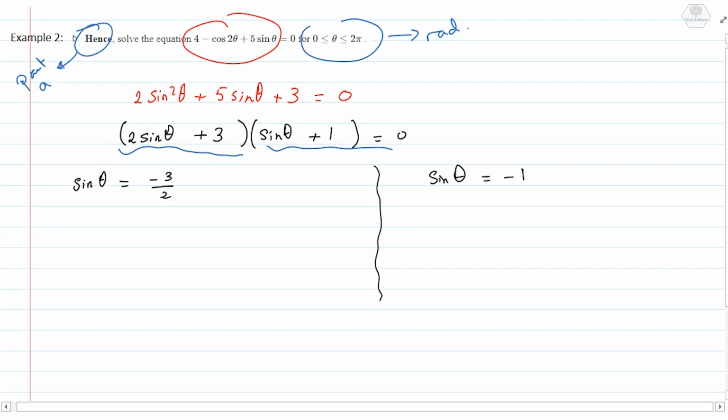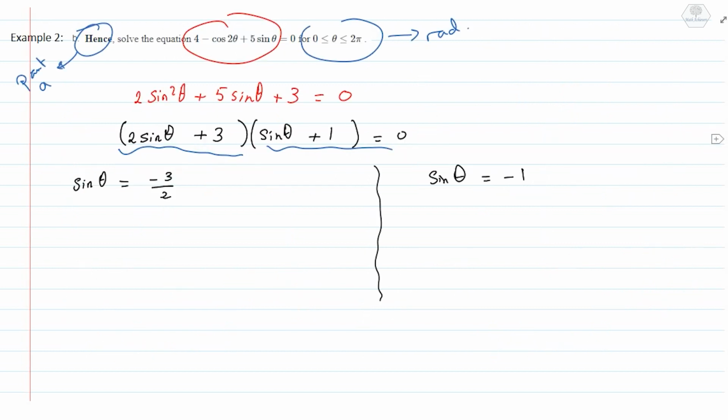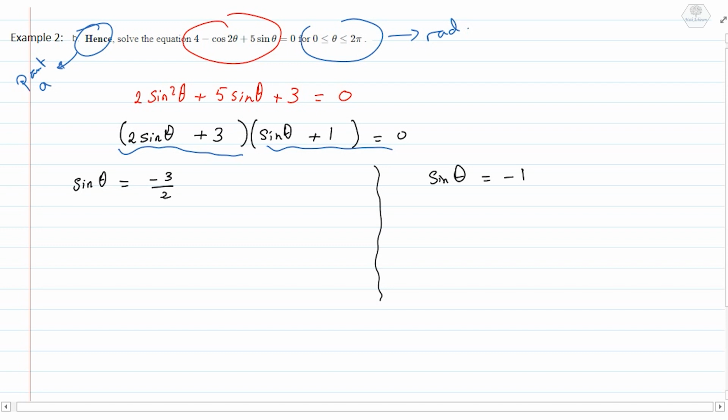The first thing to do in the question is to neglect the sign. I need to find theta in the first quadrant first. Always I need to find theta in the first quadrant. Now, I'm having sine theta equal to negative 3 over 2, which is less than minus 1. And we've said before from the sine function that the minimum is minus 1. So minus 3 over 2 is out of the range for the sine, so I will have no value.